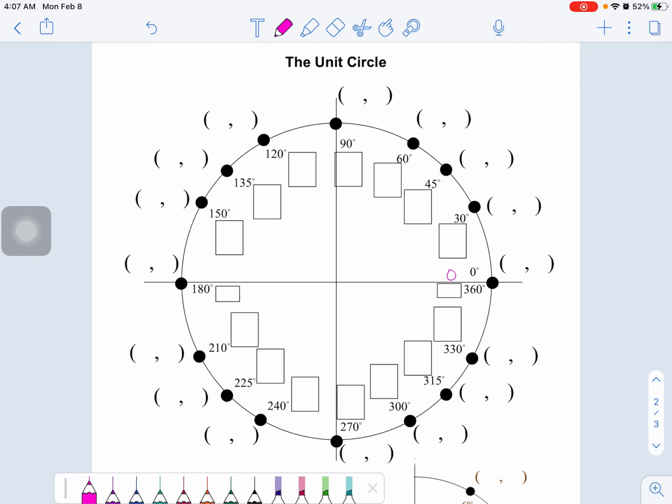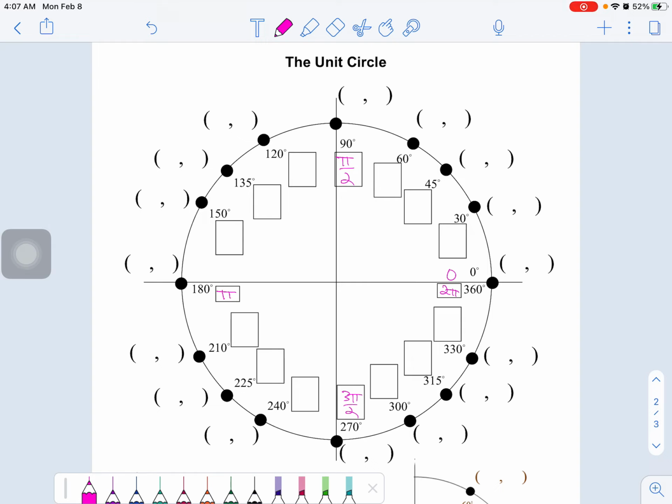All right. 0 degrees is 0 radians. 360 degrees is 2 pi radians. If I take 2 pi and I chop it in half, I would get pi radians. If I take pi radians and chop it in half, I get pi over 2 radians. Now, pi over 2 is the same thing as 90 degrees. And pi is 180. So if I take pi plus pi over 2, I get 3 pi over 2.